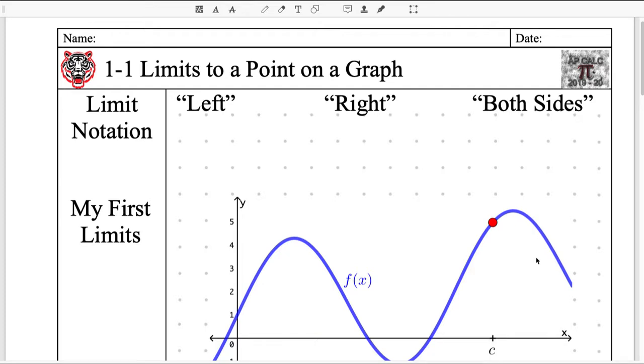Welcome to AP Calculus, Lesson 1-1, Limits to a Point on a Graph.